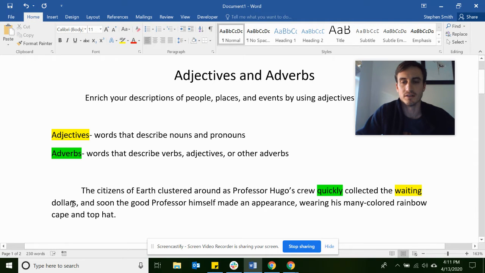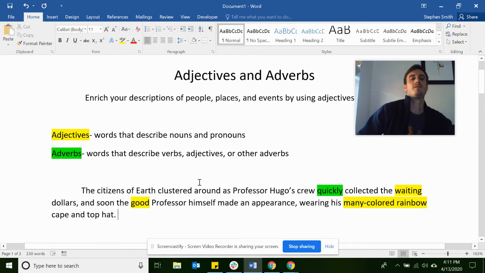It describes the dollars. And soon the good professor, that's an adjective. It describes the noun, the professor, himself made an appearance wearing his many-colored rainbow cape. Many-colored rainbow. That is another example of an adjective.